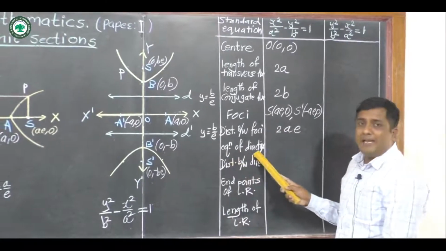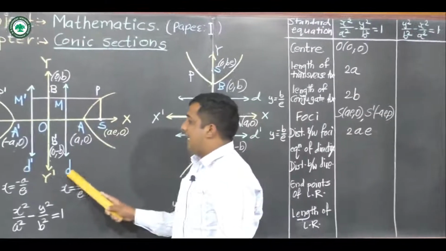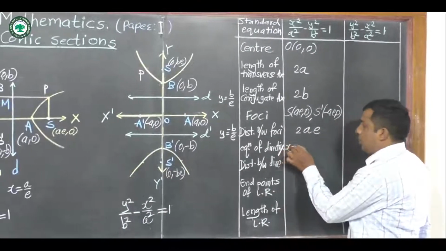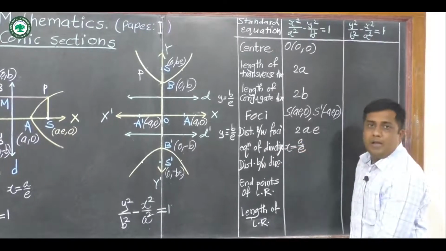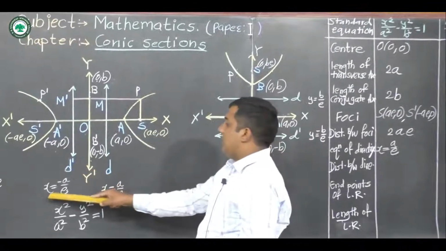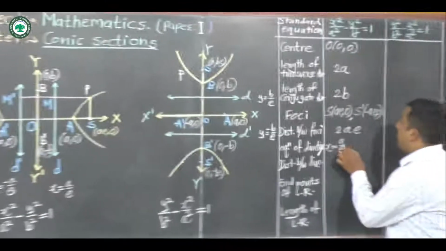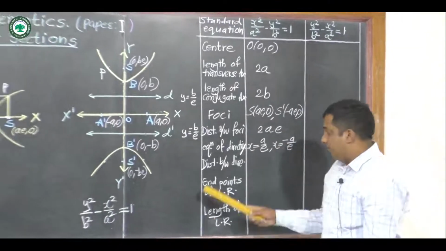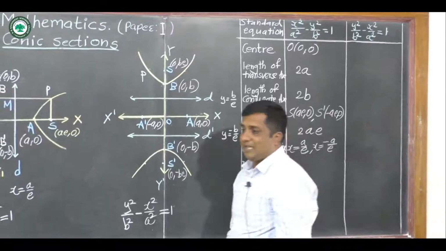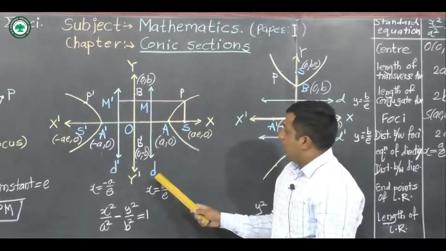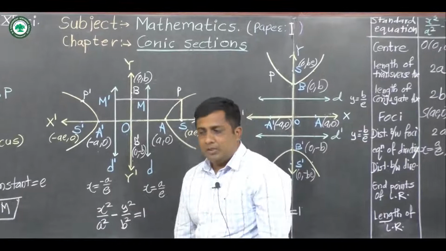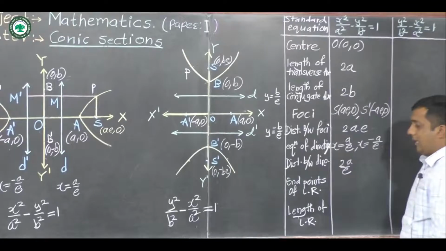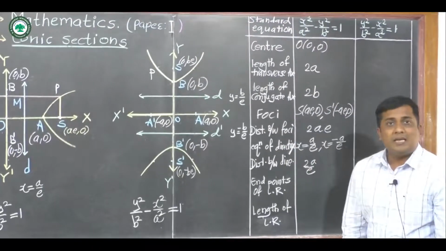Then the equation of the directrix. Here we have two directrices D and D dash. The equation for D is x equals A by E, and for D dash it is x equals minus A by E. Then the distance between the directrices, that is the distance between D and D dash, is twice A upon E.